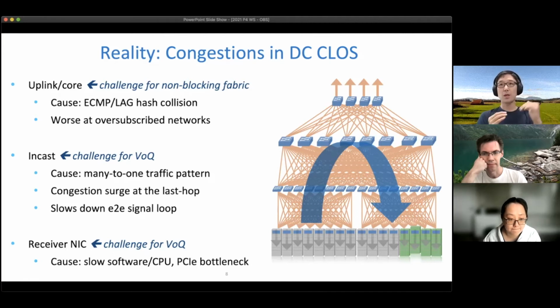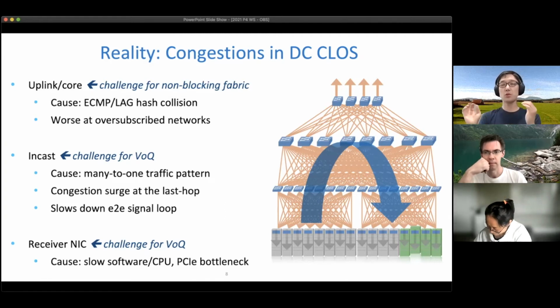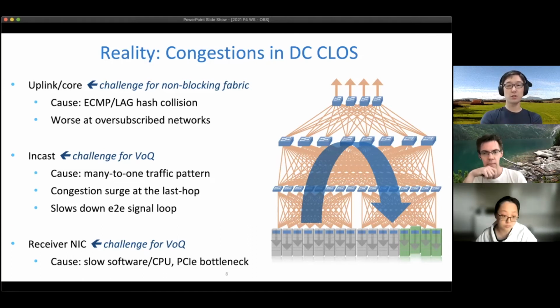Both of them are motivations and challenges for VOQ, because this type of incast or congestion happening towards the last hop may not happen that often, but when it happens, it can cause a pretty large delay. The existing end-to-end congestion signal loop itself can be delayed by this ongoing large congestion. That's where realizing the VOQ abstraction with instant signaling is more interesting and important.